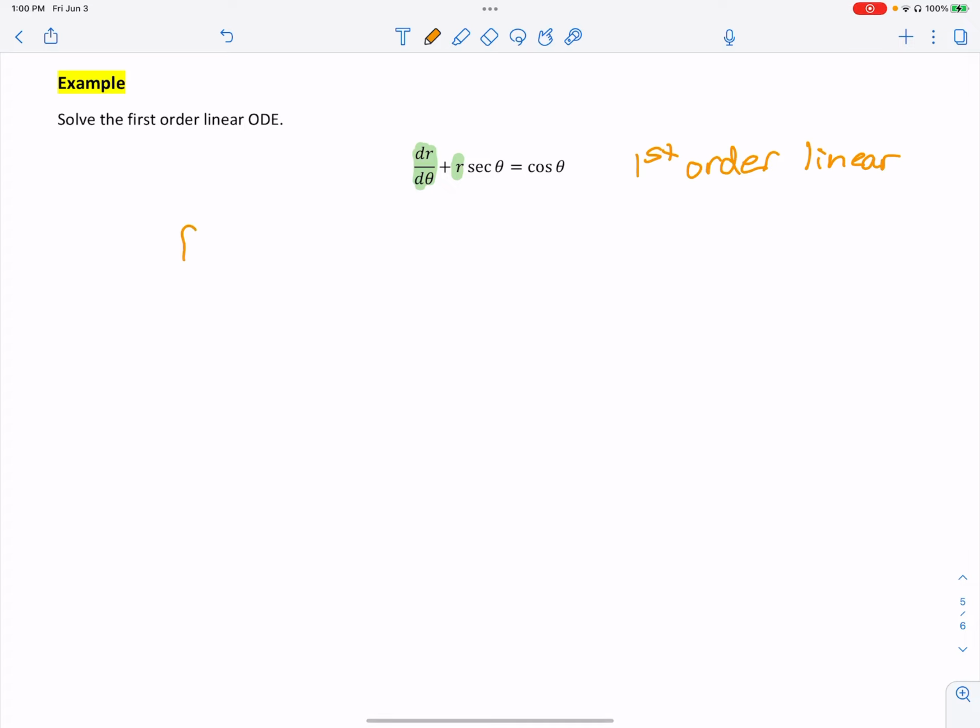So first we identify what p of x is. P of x is the number or the expression in front of r, in front of your dependent variable. So this is secant of theta. So to find mu, we have e to the integral of secant theta d theta. Right away, it's a secant, so we could think 1 over cosine. We're going to have some problems. I'm actually going to use a table just to keep things simple.